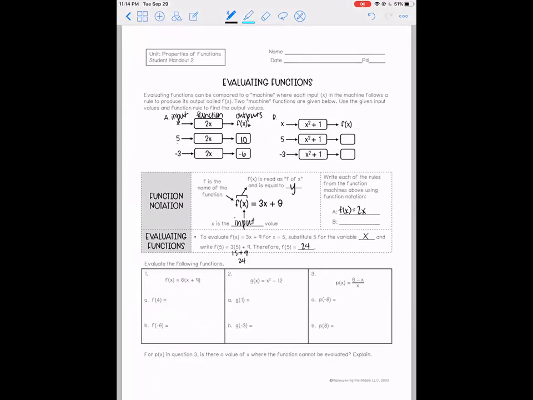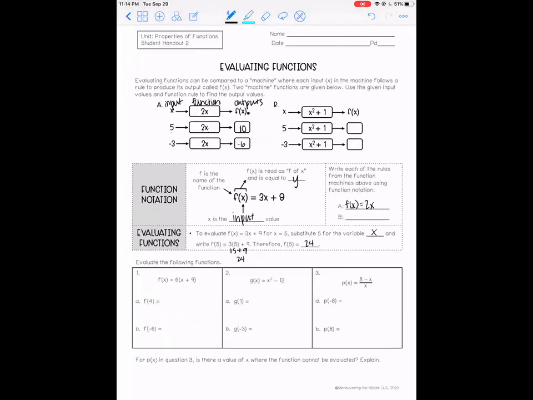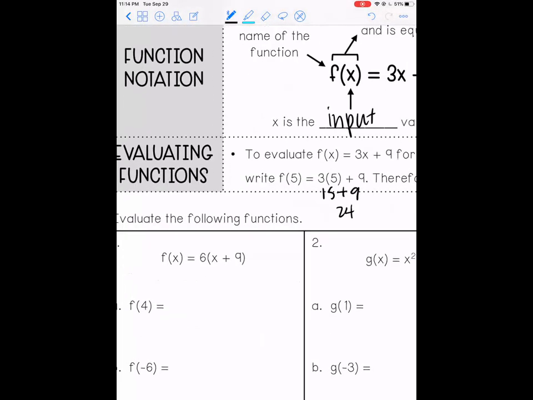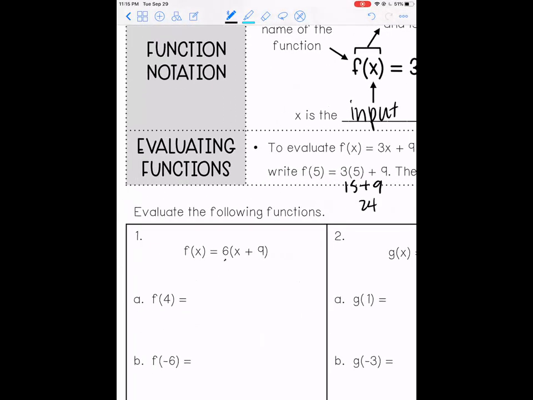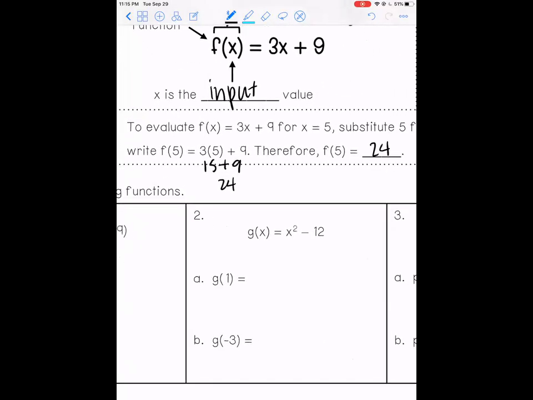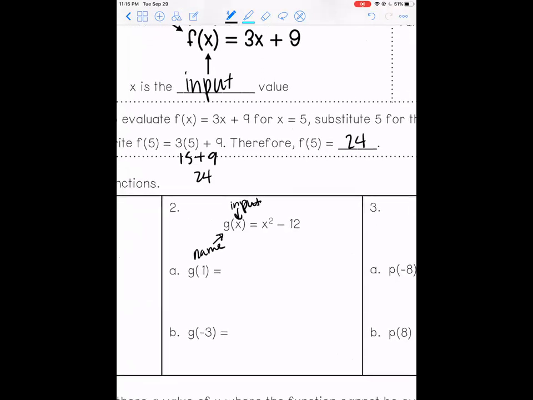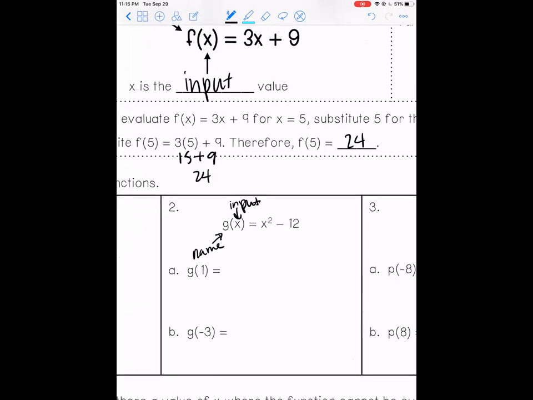Okay, same thing that we've been doing. I am going to work number 2, but I want to remind you that on number 1, don't forget to distribute that 6 when you evaluate. But here's our function. Remember, this is the name. This is the input value. So I want to evaluate it for g of 1. Everywhere there's an x, I'm going to put 1.